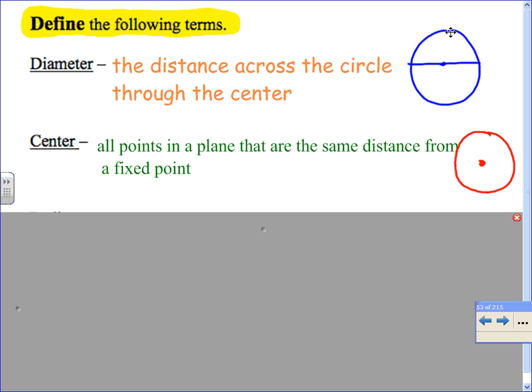You can shorten or change definitions however you want. Okay. The radius: the distance between the center of the circle and any point on the circle. So if here's the center, there's our radius.